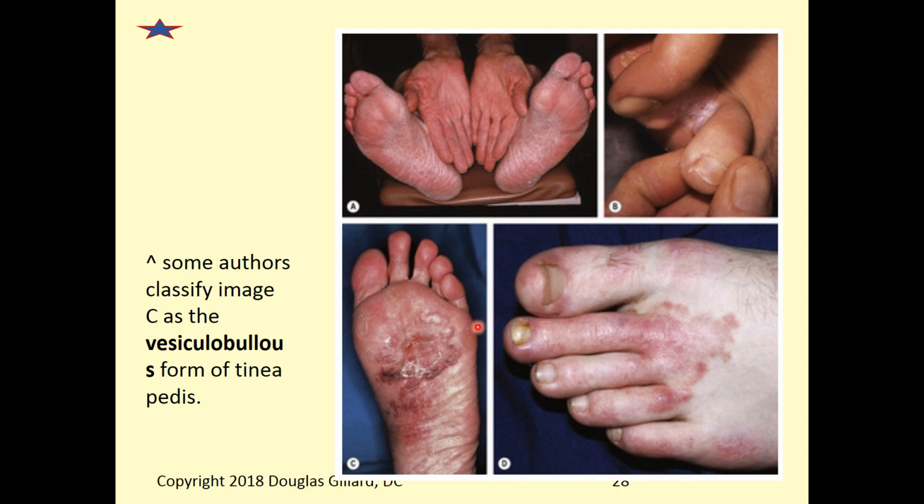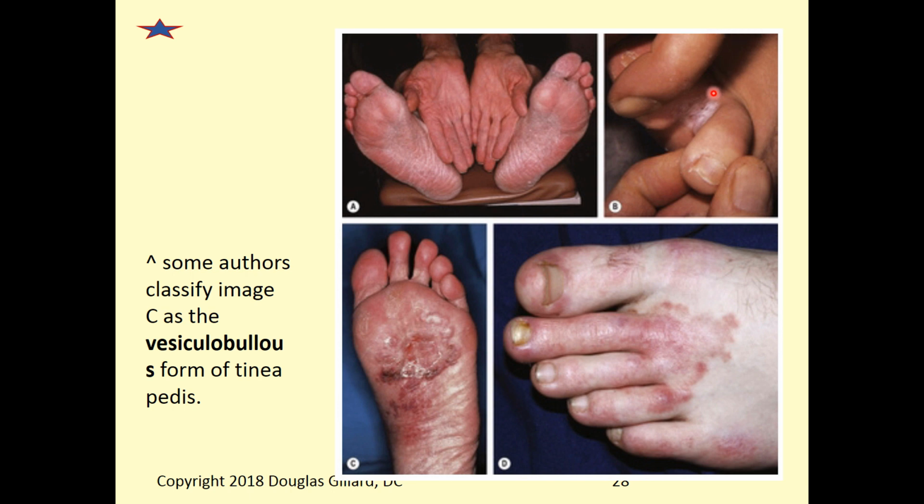And this one I wanted to show you. It doesn't happen that often, but see the almost bullae formation? They look like blisters. And then it's erythematous. It's got some scaly stuff. But this is the vesiculobullous type of Tenia Pedis that can also present, and that's treated a different way.